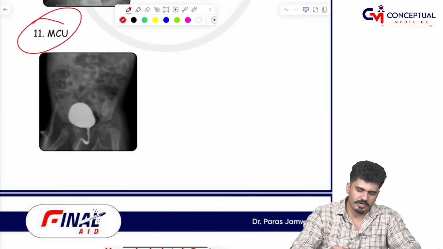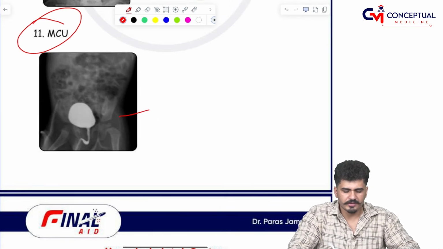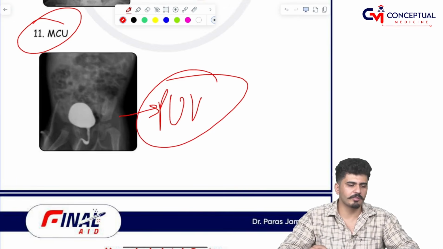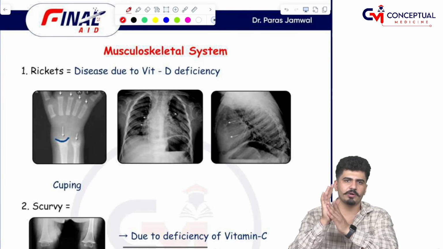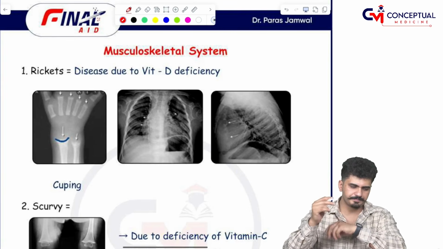This is an investigation called micturating cystourethrogram, which diagnoses the posterior urethral valve we were talking about. Then the next system we have to talk about is the musculoskeletal system.